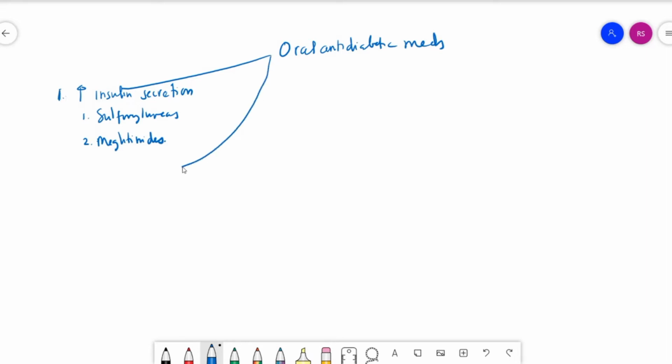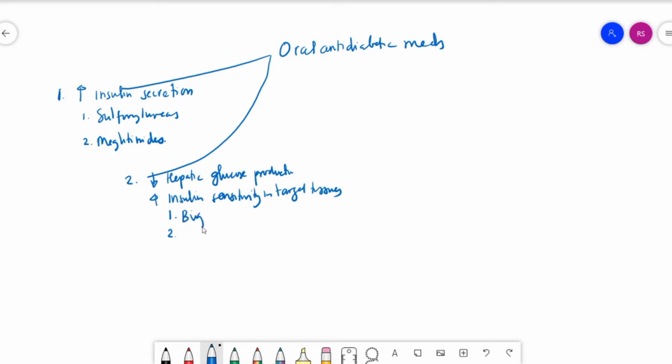The second class is the one that decreases hepatic glucose production and also increases insulin sensitivity. There are only 2 classes in this one: the biguanides, such as metformin, and also the thiazolidinediones, which are also called TZDs.